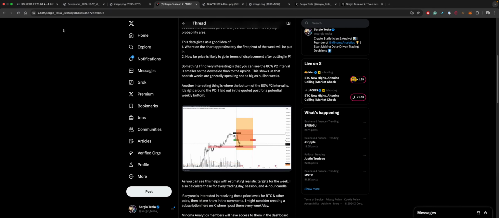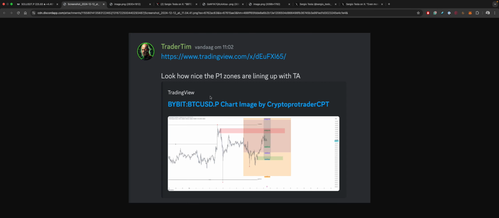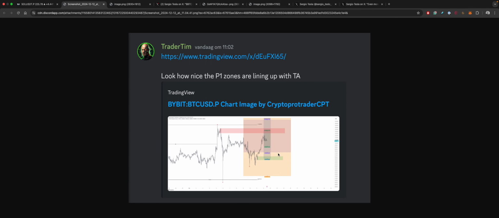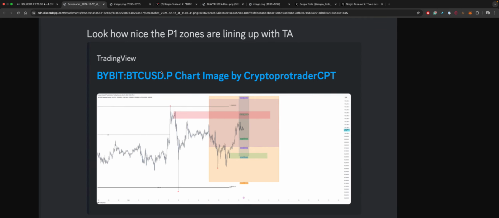I've prepared some examples. I quickly want to start with the main way of using it, and shout out to Trader Tim. And that is, using it for important points of interest. So what Tim did here is he looked at, okay, my pivot zones are here. If you zoom in a little, you can see this is the daily pivot zone high, daily pivot zone low. And what he said, look how nice the P1 zones are lining up with TA.